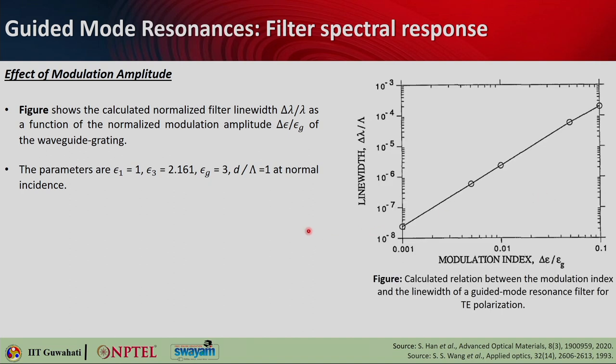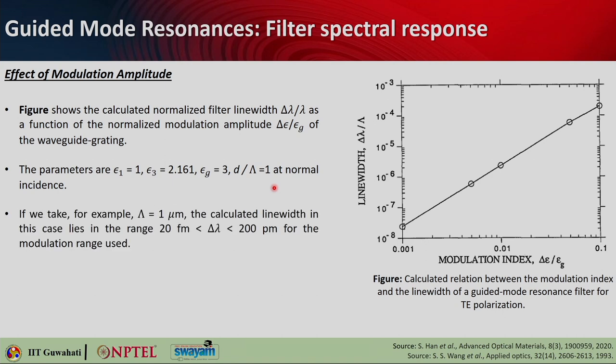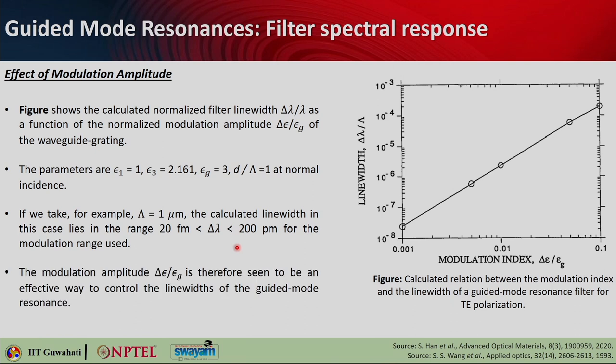Let us also look into the effect of amplitude modulation. Here it shows the normalized filter line width as a function of the modulation amplitude of the waveguide grating. These are all normalized. Delta epsilon is the modulation index, and delta lambda is basically the line width. With these parameters, this is an asymmetric case, and if you consider the grating period to be 1 micrometer, the line width you calculate falls in the range of 20 femtometer to 200 picometer. So that is basically the range.